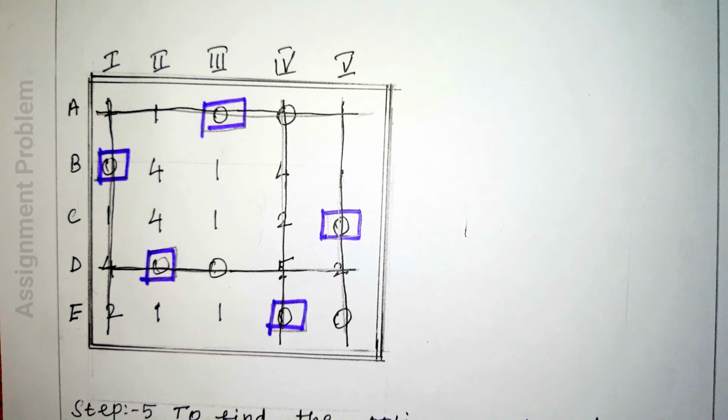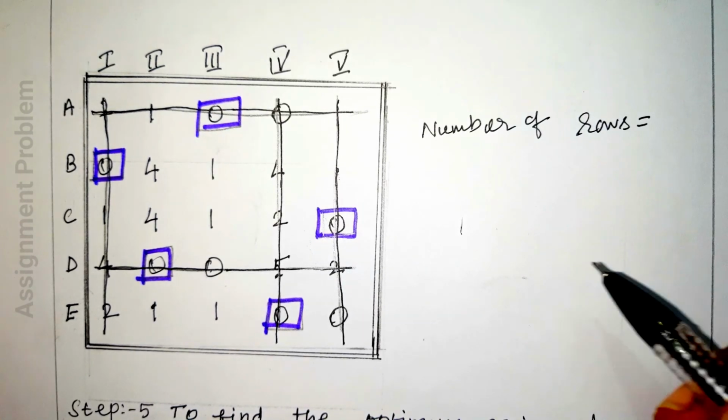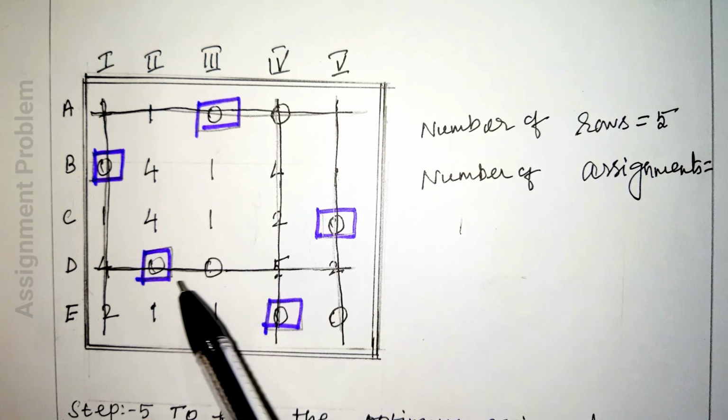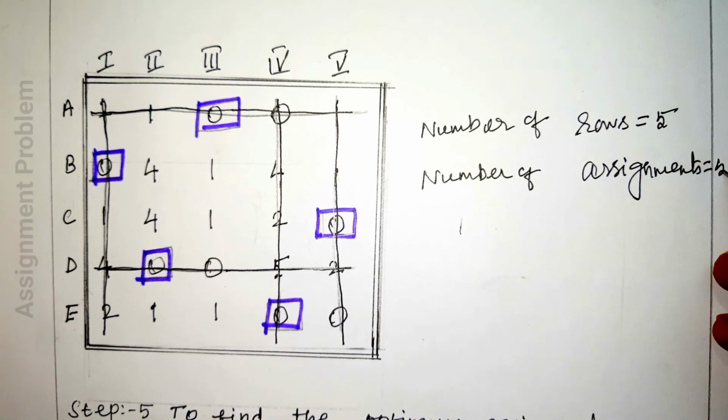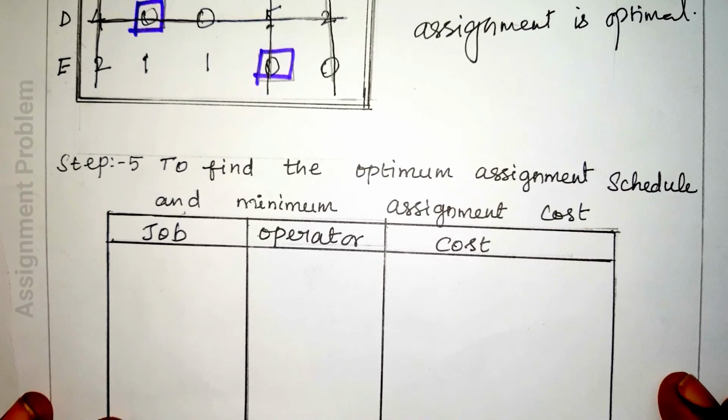Next you have to check whether the number of rows is equal to the number of assignments or not. Number of rows is equal to 5. Number of assignments 1, 2, 3, 4, 5. 5 assignments. Make sure that each row and each column contains a single assignment. Here each row and each column contains a single assignment. So the current assignment is optimal. Next step, we have to find the optimum assignment schedule and minimum assignment cost.